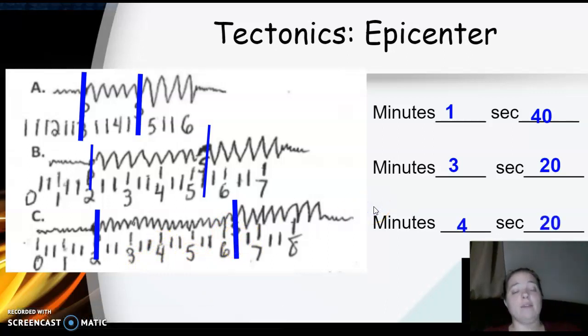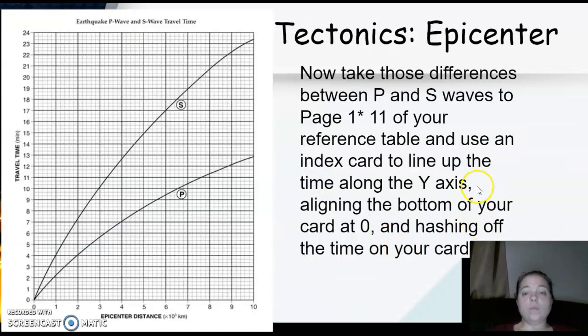All right, so now that we have this, we're going to go to the next section. We're going to take those differences between the P and the S waves to page 11 of your reference table. It should be page 11. Of your reference table, and use an index card.